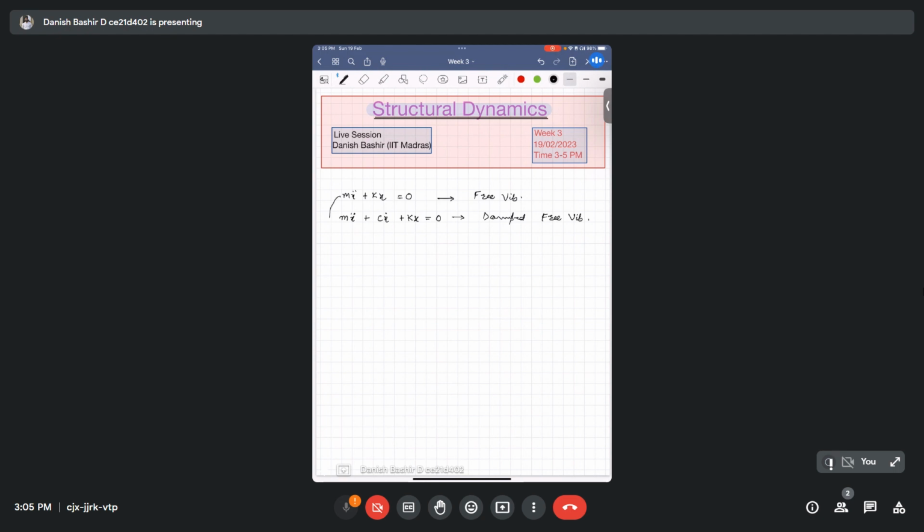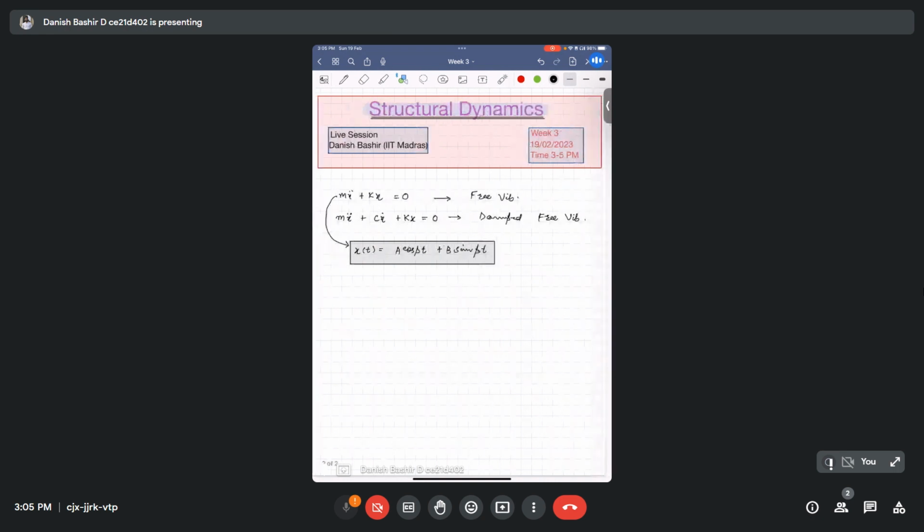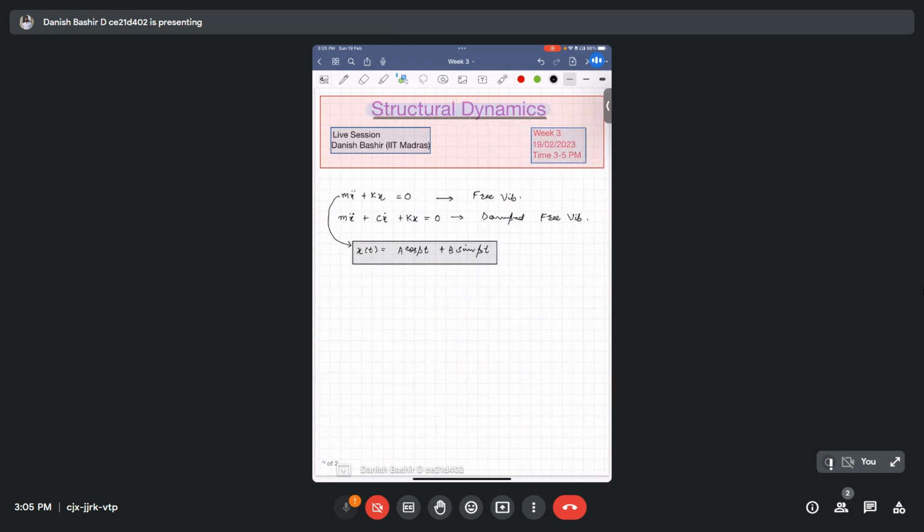vibration. We saw the solution for this m x double dot plus kx is equal to 0 as displacement time history, x of t, given as a cos pt plus b sin pt. This was the solution that we obtained for the above equation. And we also derived this in short form after combining both sine and cos terms after making some proper substitution.